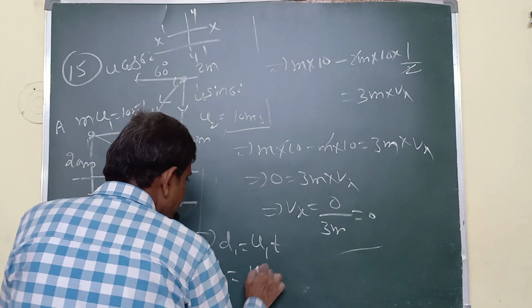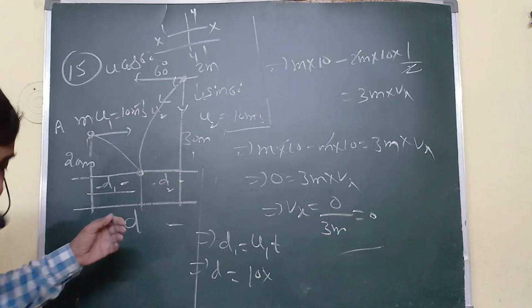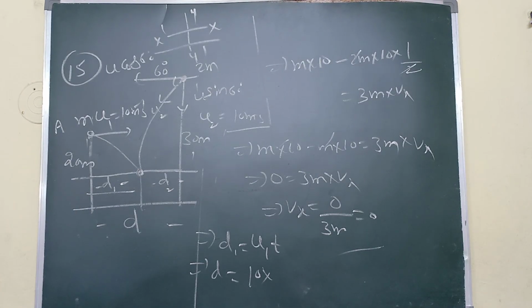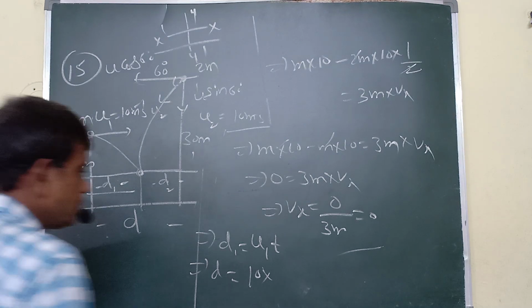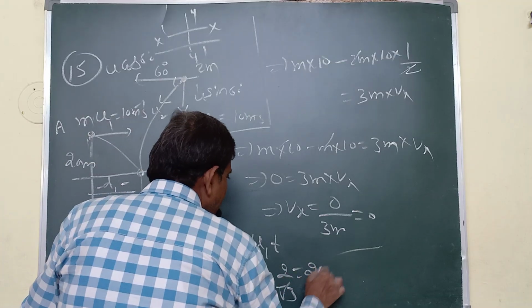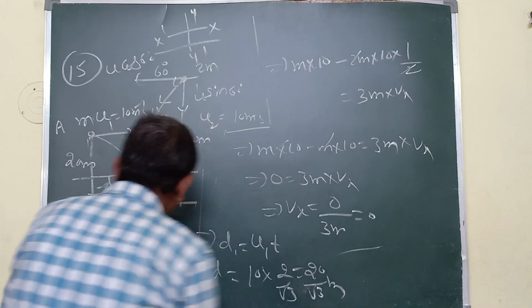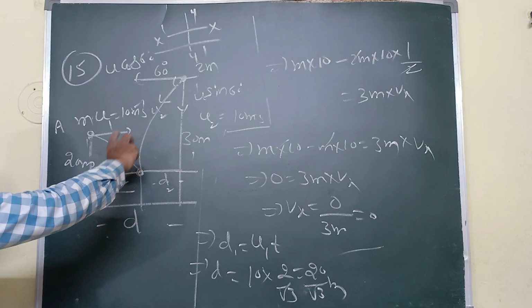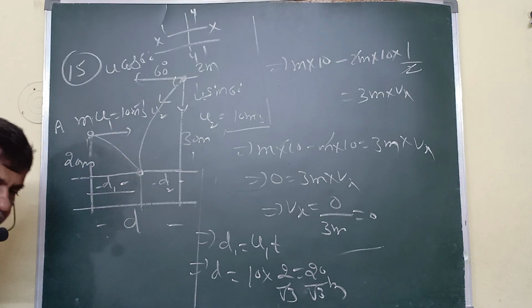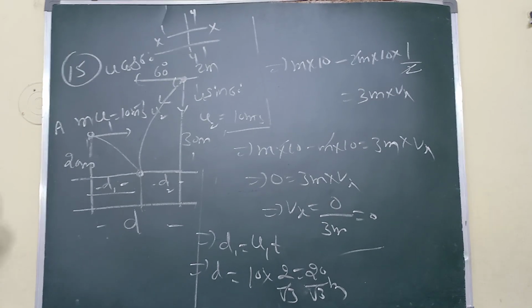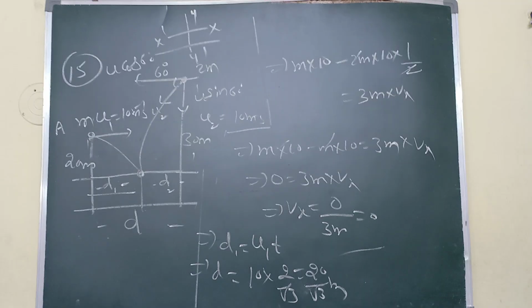u1 equals 10. Again time, meeting time. What came as meeting time? That meeting time is 2 by root 3. What we have got? 2 by root 3 seconds. So totally 20 by root 3 meters. So from the first tower, 20 by root 3 meters distance is where the combined body falls. So that is our second question. This is about collision of combining and freely falling things.